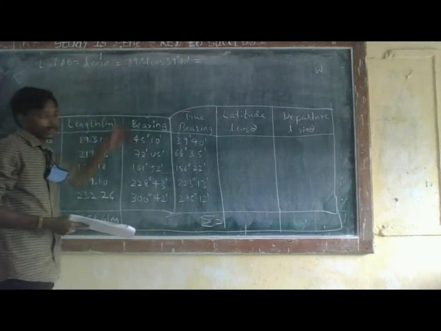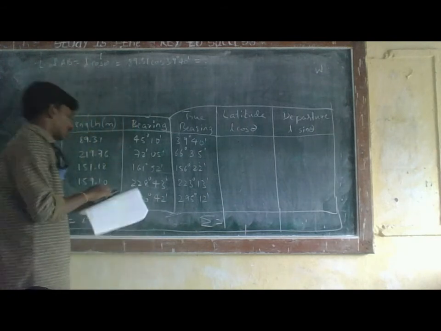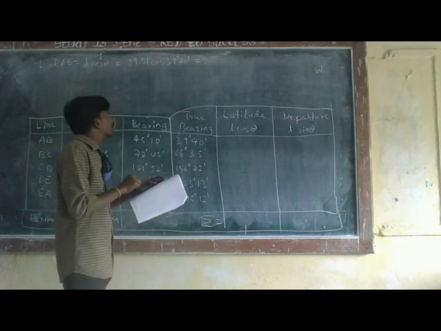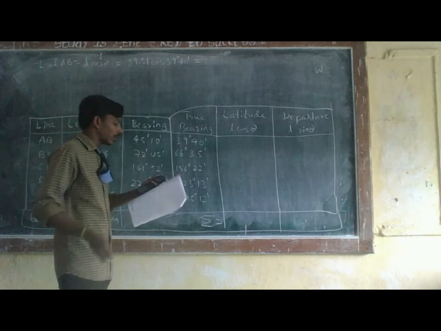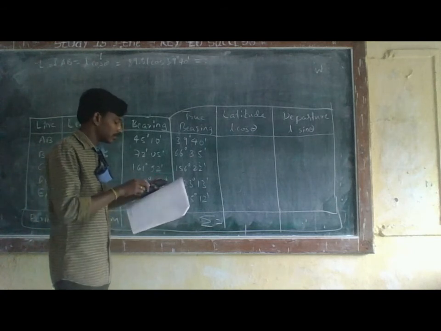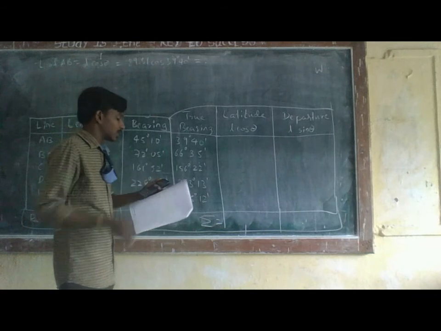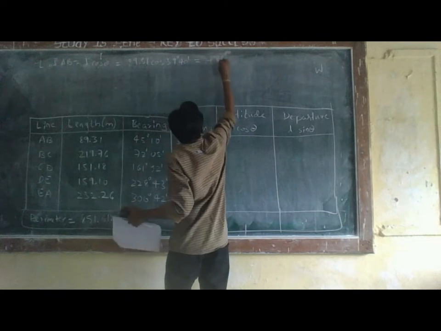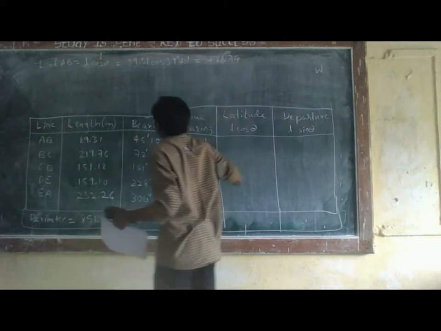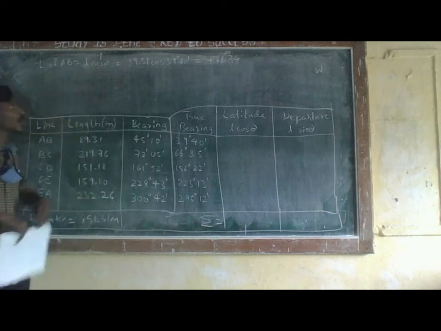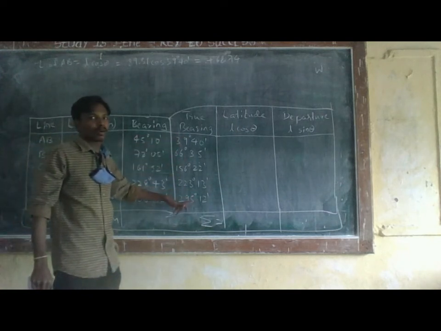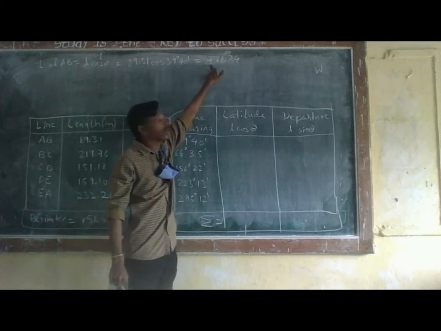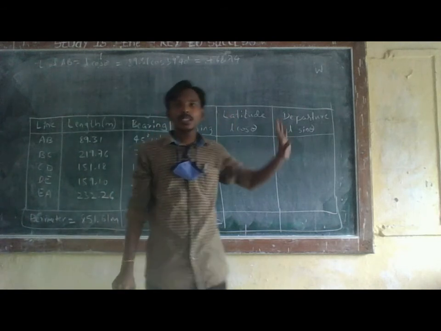Now calculate the value. 89.31 cos 39 degrees 40 minutes, you will get plus 68.74. Here all the true bearings are in whole circle bearing format, so in the calculation you are getting plus and minus signs. Use the signs as they are.